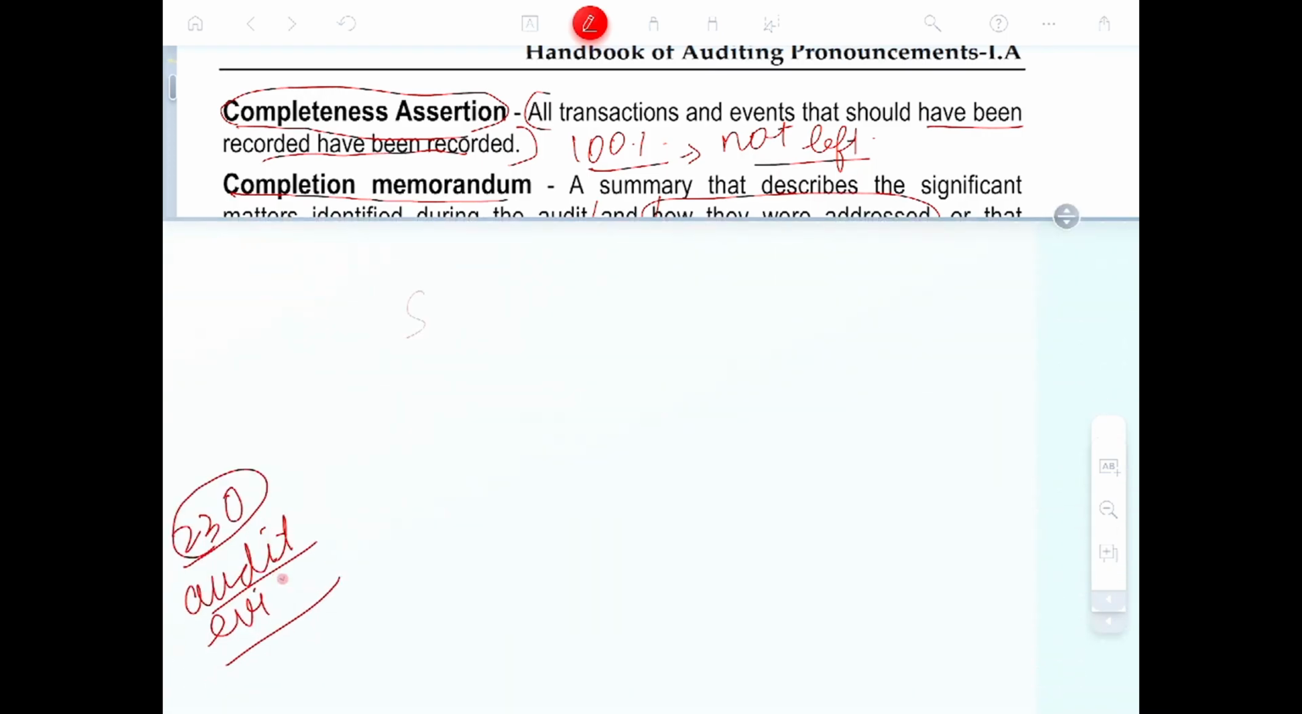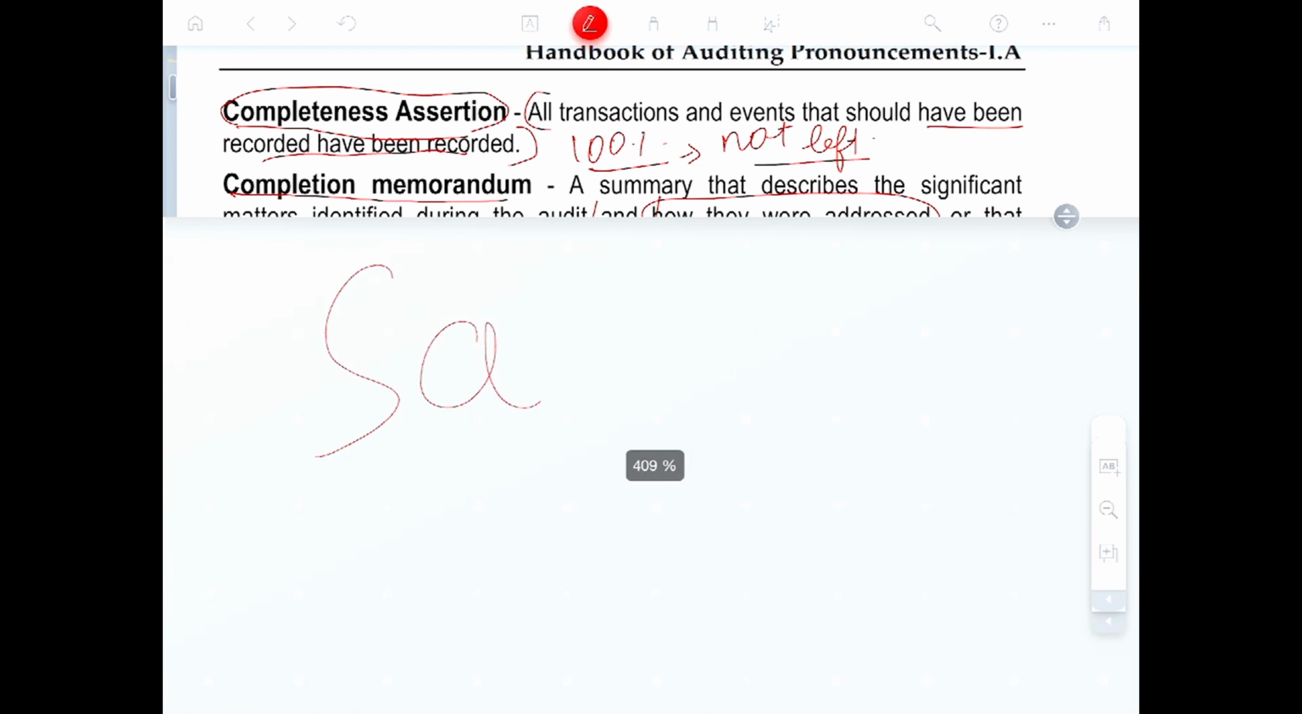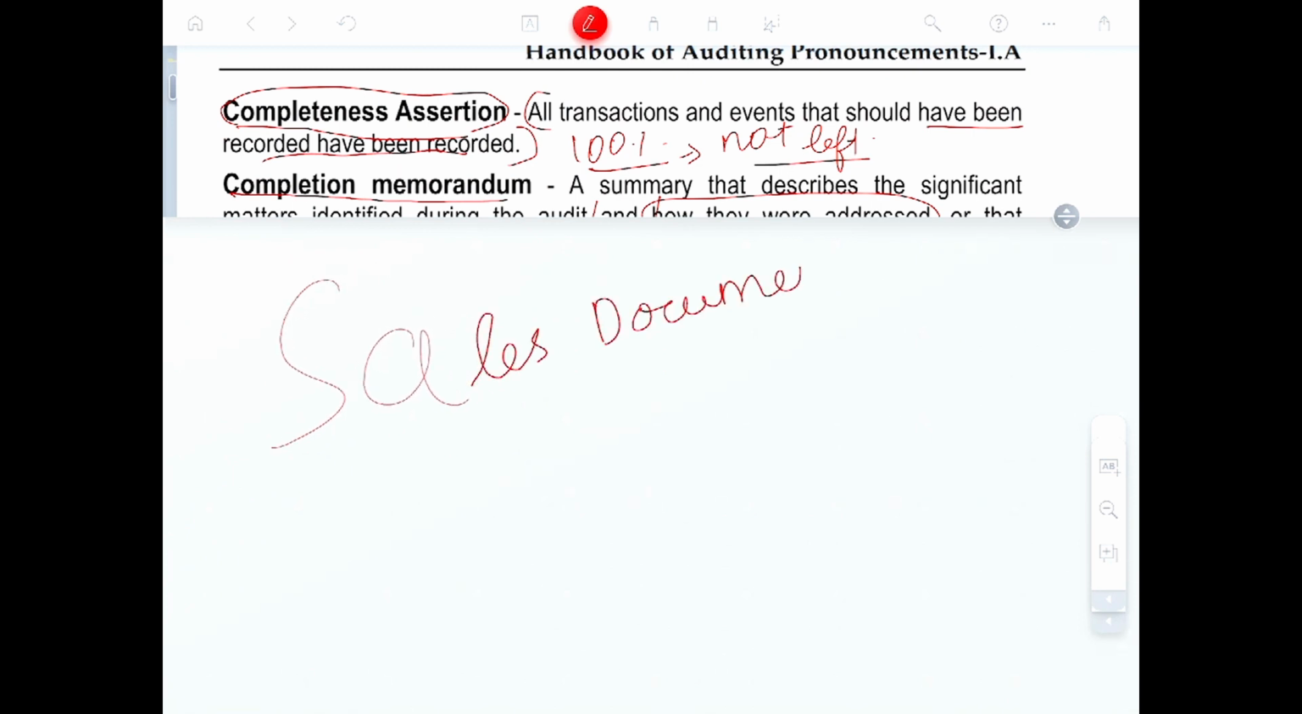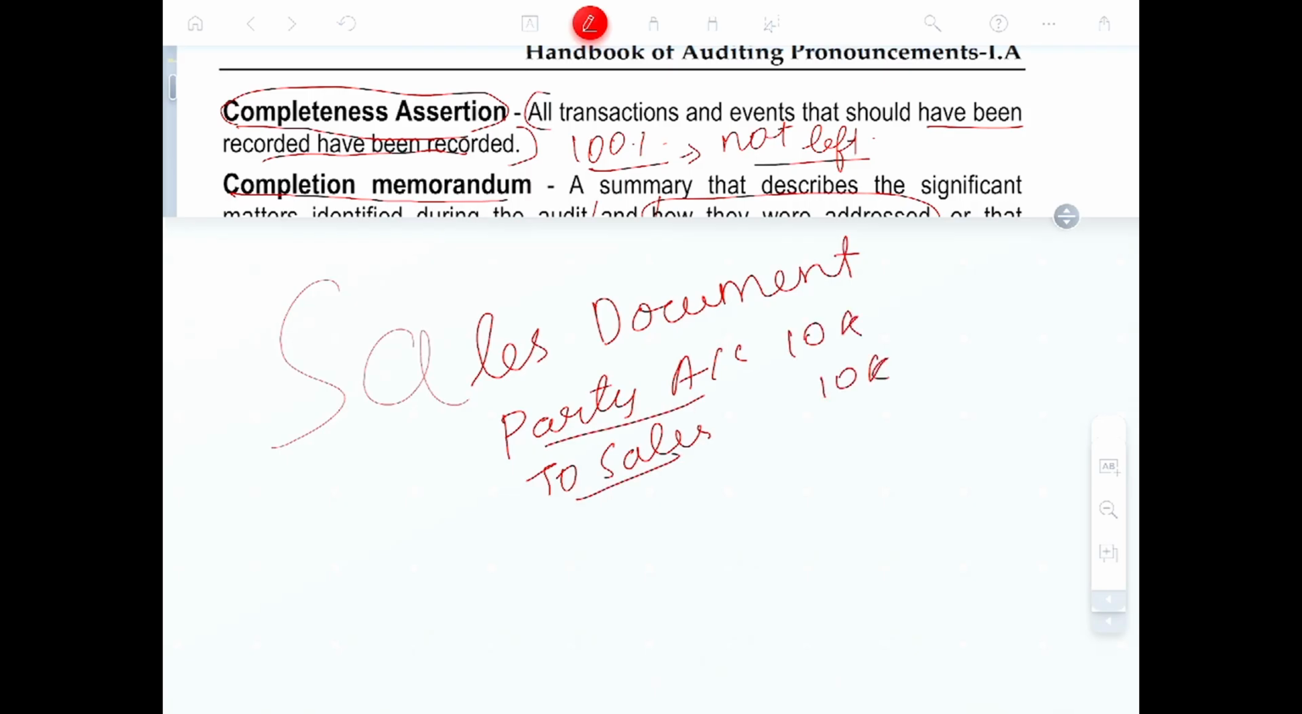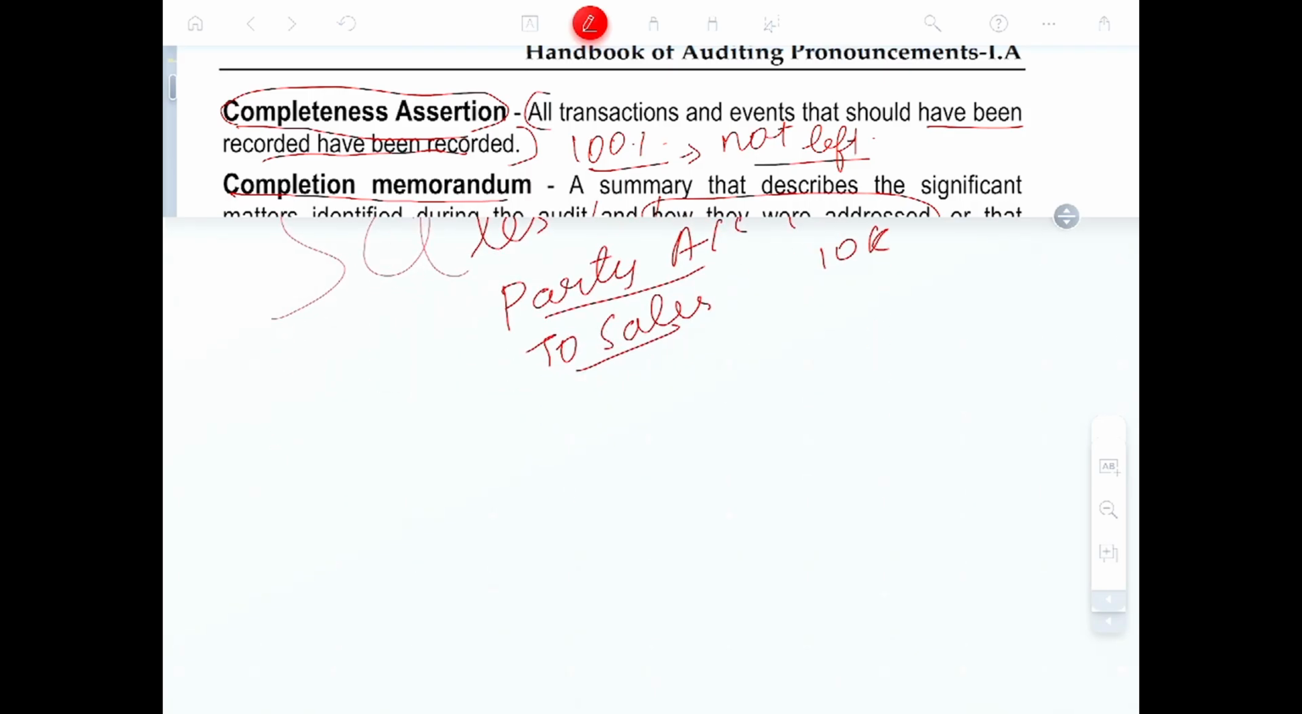Example, you are going to see a sales document. When you see a sales document, you see two things. What is the entry we will make? Party account debit to sales, 10,000. Then after, what is the entry? Bank account debit 10,000 for the money received.